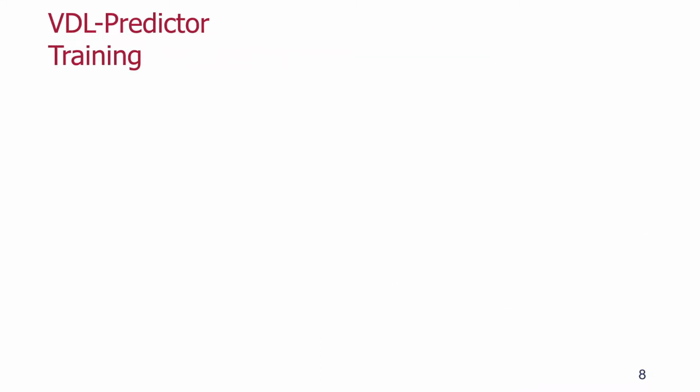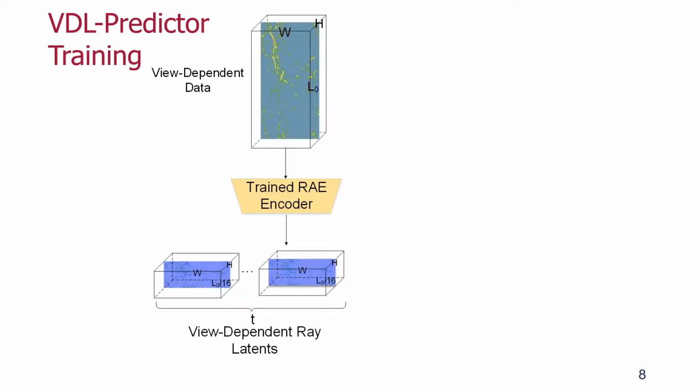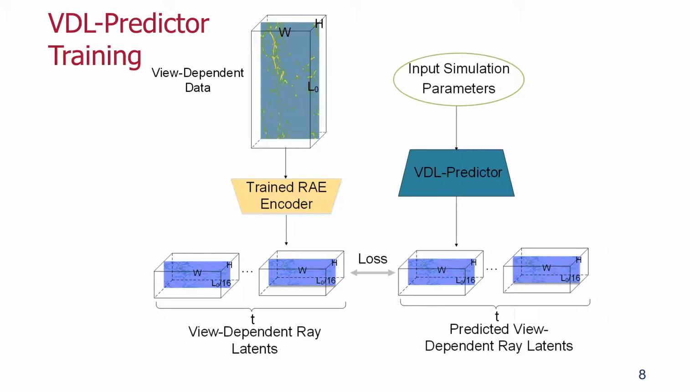Next, we describe the VDL predictor training. After RAE is trained, we run more simulations and perform view-dependent sampling on these simulation outputs. And for these new view-dependent data, we encode them in situ for latent representations. Then, with the pair of input simulation parameters and its corresponding view-dependent latent representations, we train a convolutional model called the VDL predictor to learn their mapping. As well, for the details of the VDL predictor structure, please refer to our paper.